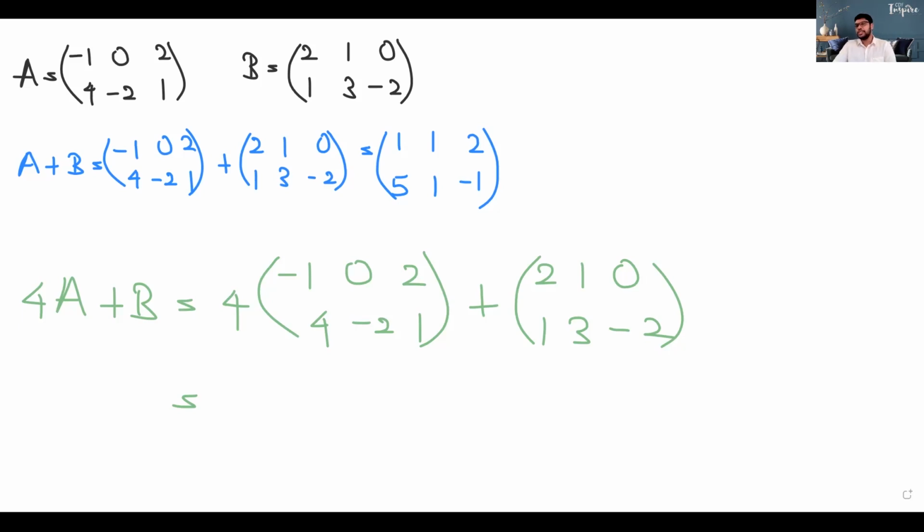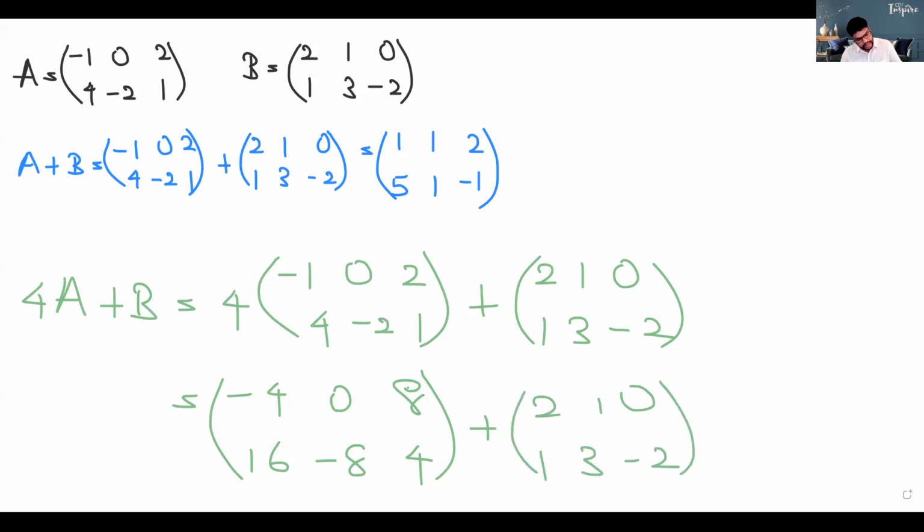So children, what happens is you first multiply matrix A by 4, right? So matrix multiplication by a scalar like this is very easy, right? You simply multiply all of the numbers by 4, right? So if we do that, you get -4, 0, 8, 16, -8, and 4, right? Plus matrix B.